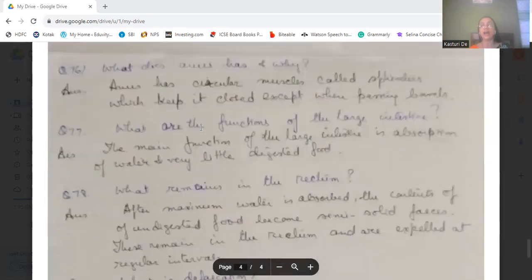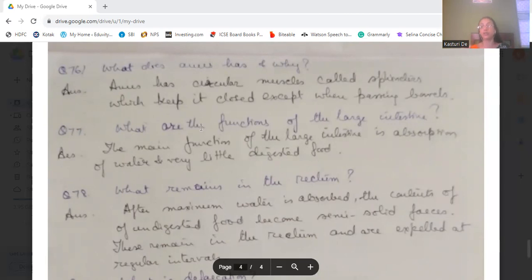Now, what does the anus have and why? It has circular muscles in its mouth, okay? Those circular muscles are known as sphincters, which keep it closed, except it opens only during passing bowels. When we are passing bowels, that time only the sphincters open. Otherwise, the circular muscles, the sphincters, keep the anus closed.